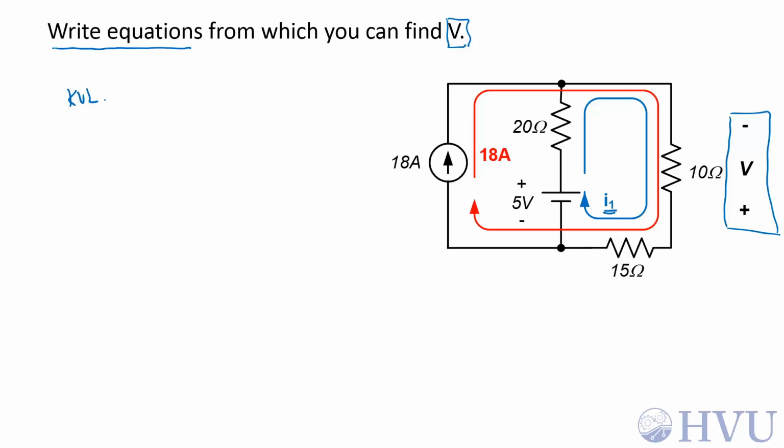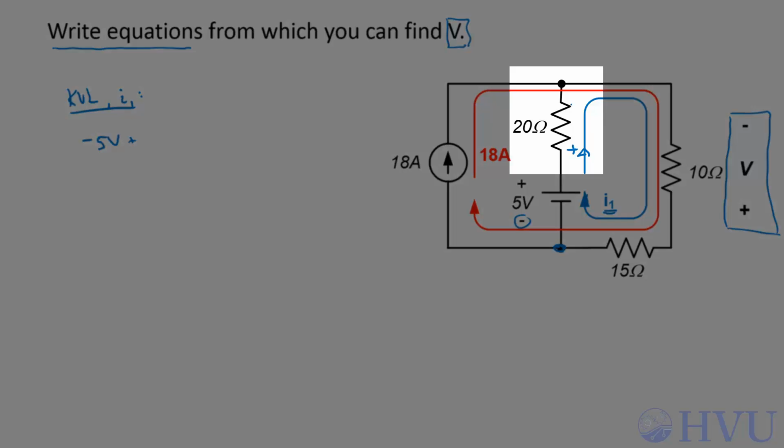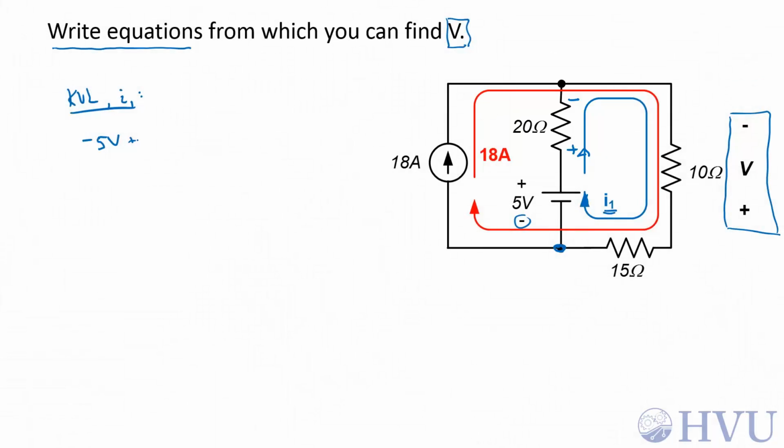So to do KVL around I1, starting down here and following the direction of the given mesh current, I see a negative terminal first on the 5-volt source. That's a minus 5 volts. Plus, now I'm going to assign my voltage polarities according to the direction of the current that I'm following. So this is going to be my positive terminal, and this is going to be my negative terminal. That means I'm going to be entering the positive terminal, which gives me a positive sign here. And then the voltage across the 20 ohm resistor is the resistance, 20 ohms, times the sum of all the currents going through that resistor. The only current going through that is I1.